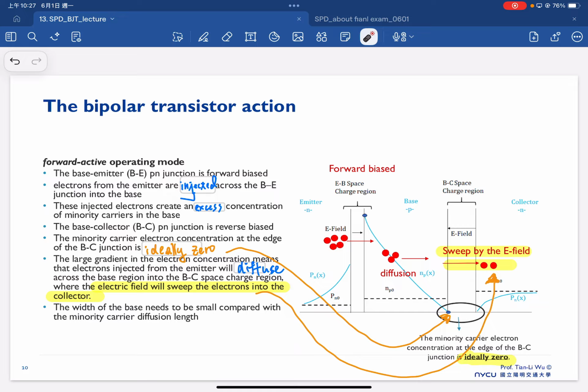So that's how these BJTs work. That's how, in the end, we have the carriers from the emitter reach the base and in the end reach the collector. But this kind of concept, this kind of mechanism, is actually very similar to what we have learned from the MOSFET. So now I will explain to you how this operation is very similar to what we know from the MOSFET operations.